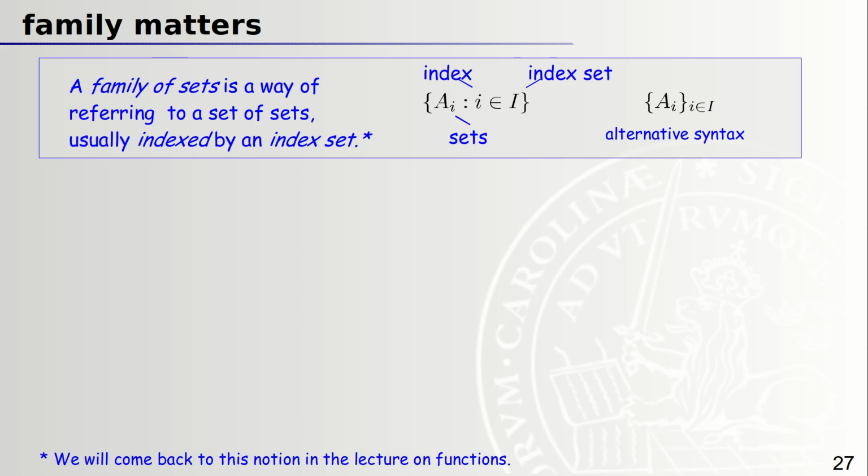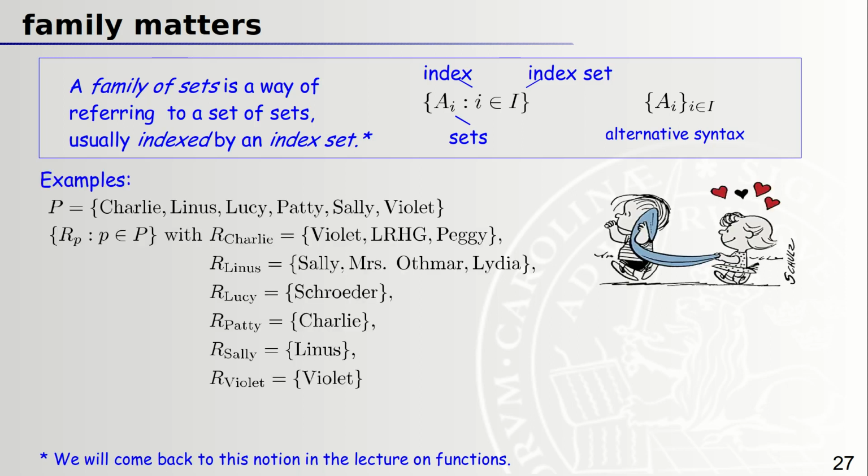In many cases, the sets of a family are distinguished by an index. All indices taken together form the index set of that family. For example, let us take a look at a group of people, P. If we wanted to study their romantic interests, for instance, we could, for each person in P, list the people that person has at some point had a crush on.